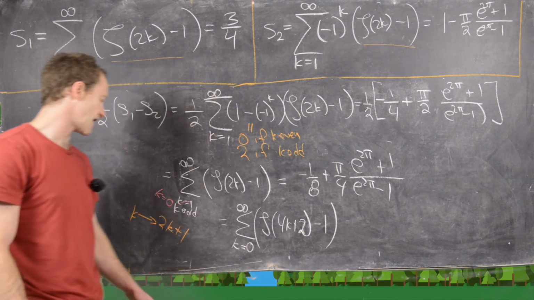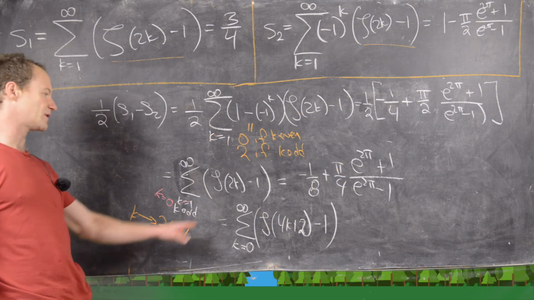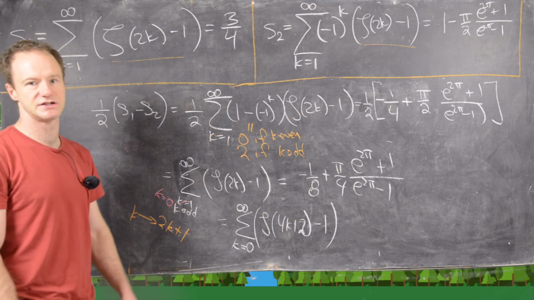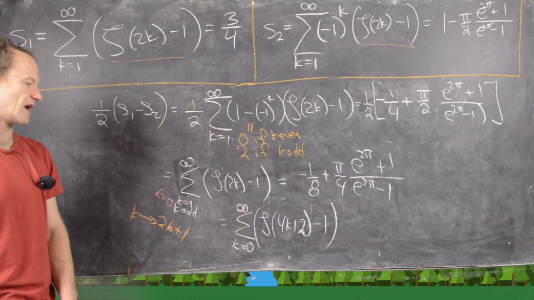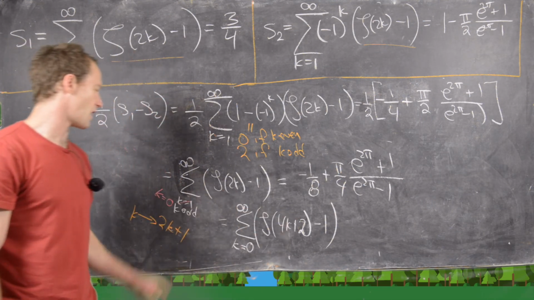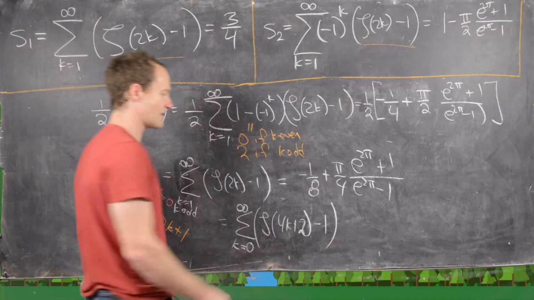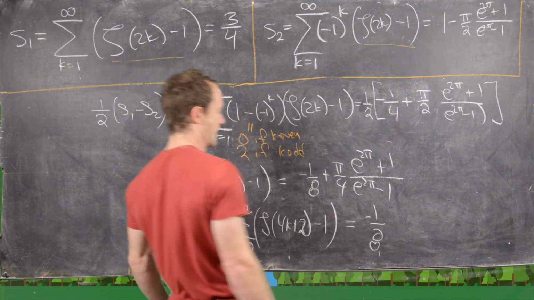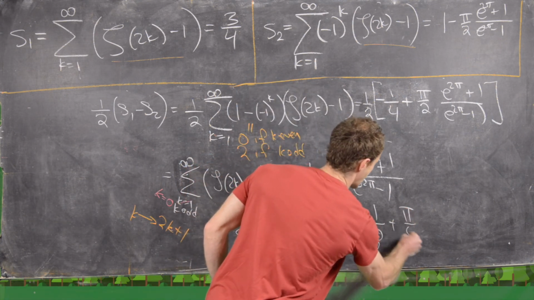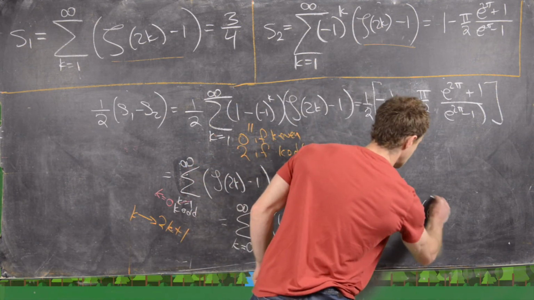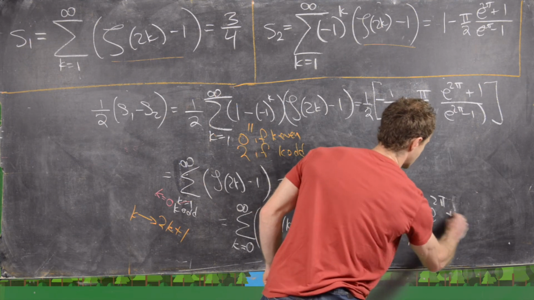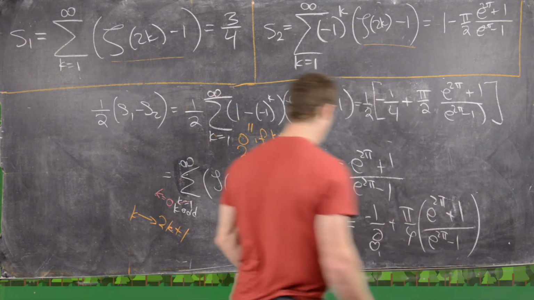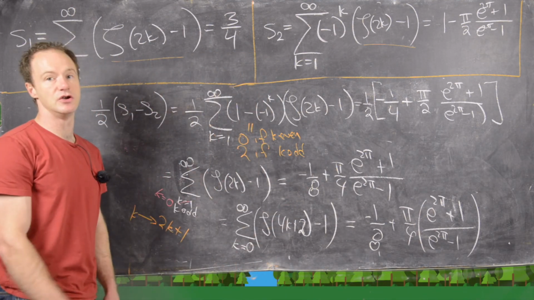So why is it 4k plus 2? Well, I've plugged 2k plus 1 into 2k, so that's going to be 2 times the quantity 2k plus 1, which is obviously 4k plus 2. So that's what we get on this left-hand side after doing that. And then on the right-hand side, I can just bring that down. So we have minus an eighth plus pi over 4 times e to the 2 pi plus 1 over e to the 2 pi minus 1. So we've got a nice new identity.